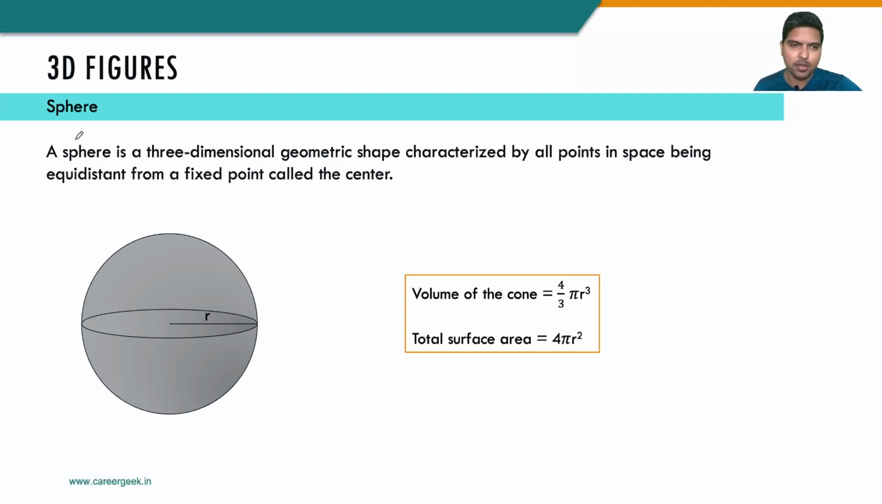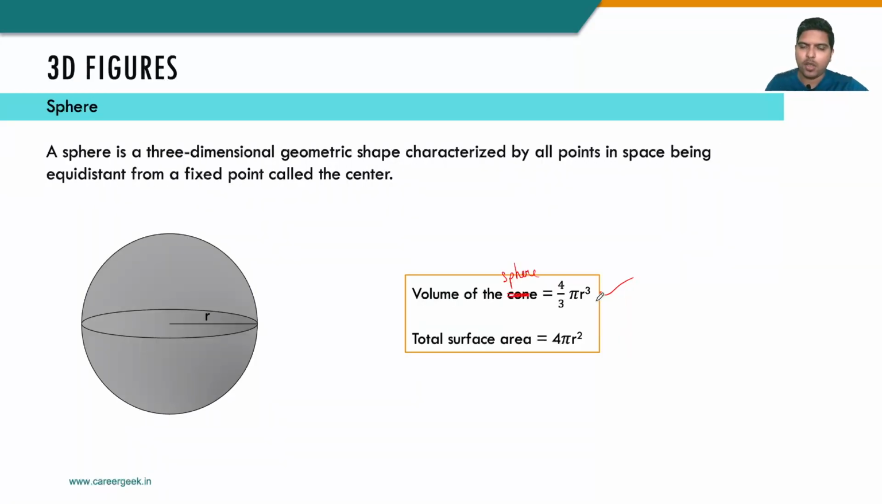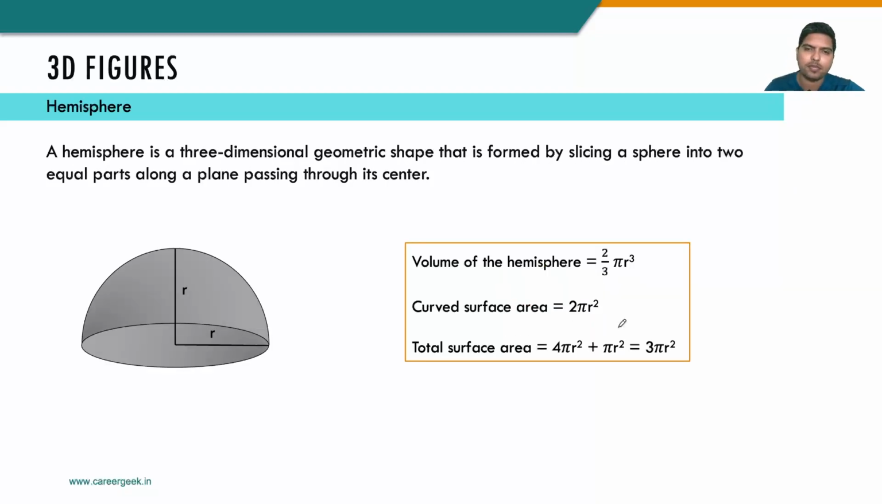Then we go to sphere. Sphere again, formula is for volume of the sphere. Volume of the sphere is 4/3 pi r cube, and total surface area is 4 pi r square. This you will need to remember again.